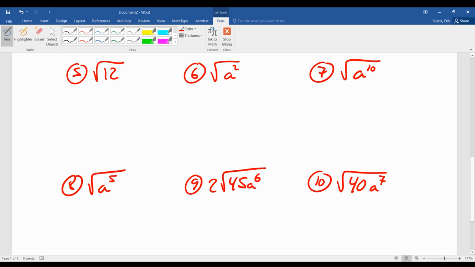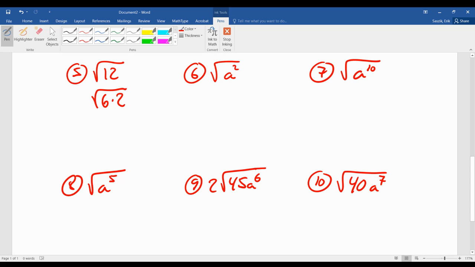Okay, kids, we're going to continue here. I'm going to show you a common mistake that a lot of students make, something that doesn't work. Let's look at problem 5 here, square root of 12. A lot of times students want to say, oh, I can divide 12 up into 6 times 2, which is true, but you see 6 or 2, neither of those are perfect squares.